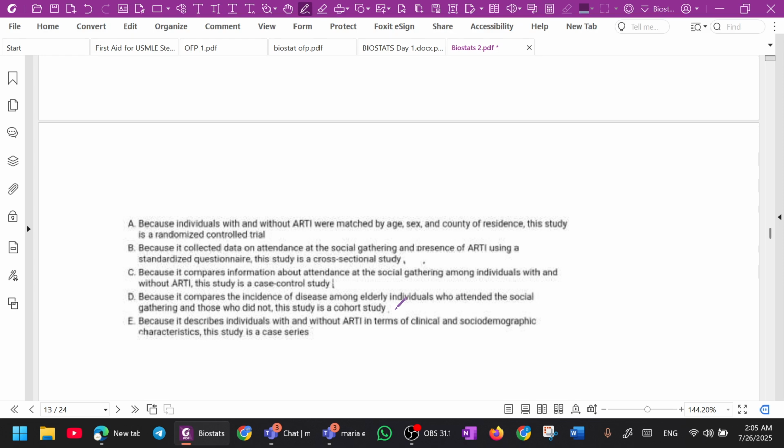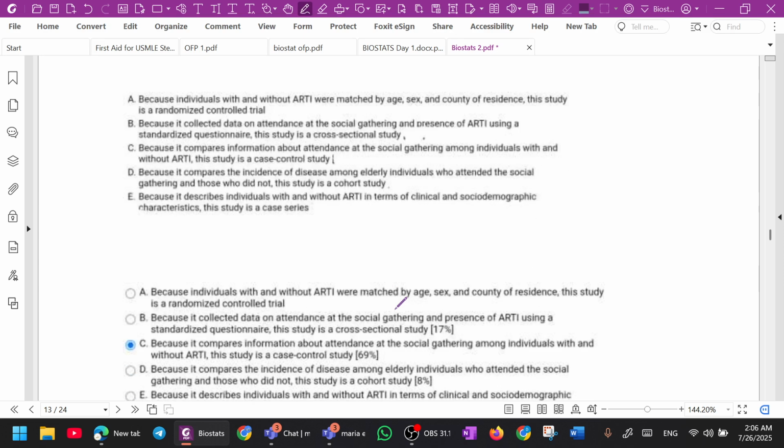Is that an option that we keep, or we eliminate? No, we don't keep it. Okay. And E, because it describes individuals with or without acute respiratory tract infection in terms of clinical and socio-demographic characteristics, the study's case series. Do we keep it or we don't keep it? No, we don't keep it. So the only ones you're trying to keep are A and B. Yes. Okay, let's see. So it's C.